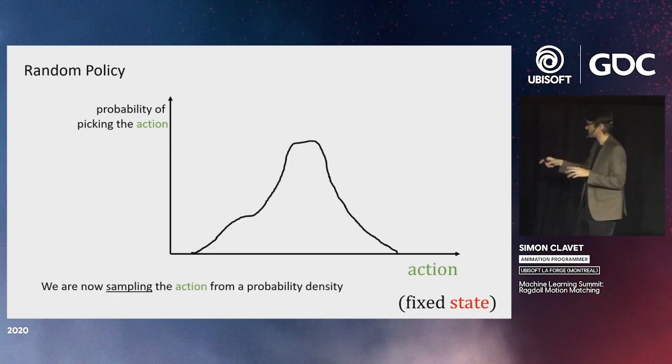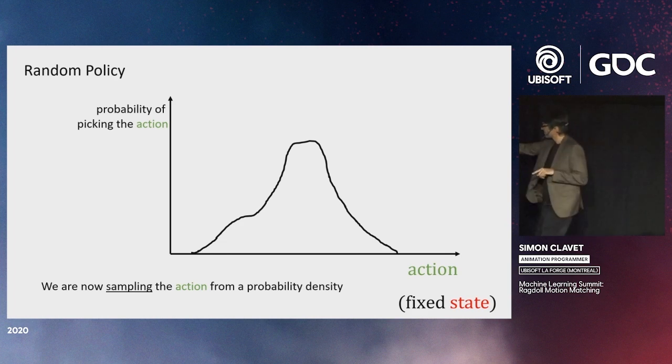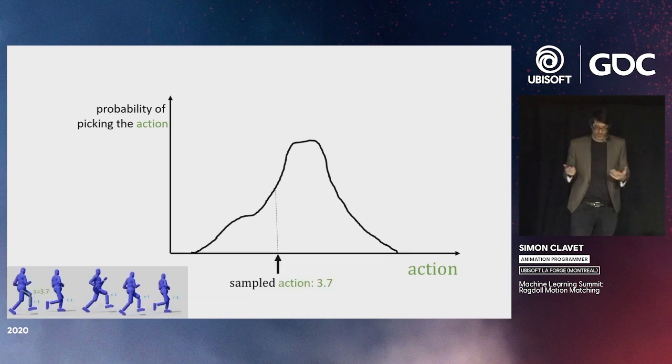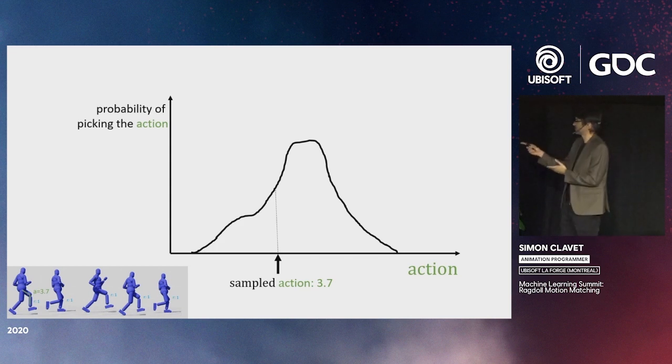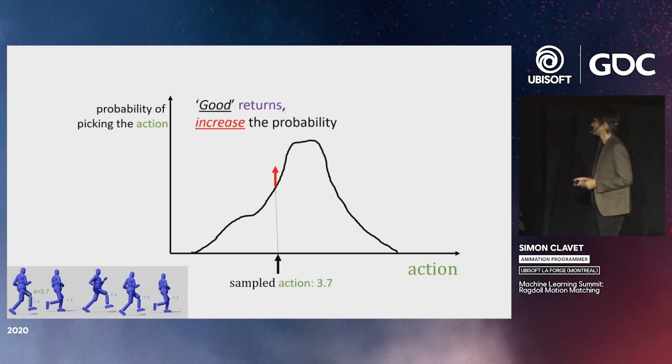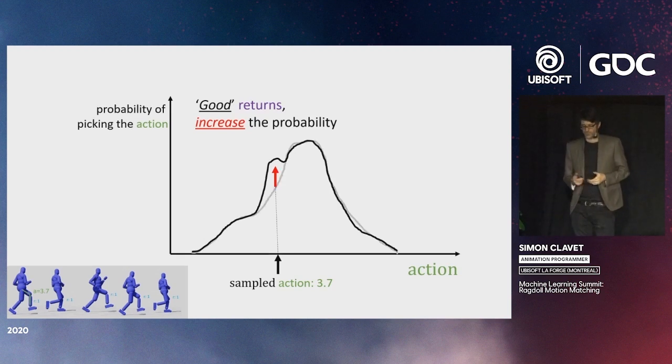We're sampling the action from a probability density. This curve there is a probability density. The area under the curve should be 1 because it's a probability. And you see there's more probability of being in the middle there. And now we have a sample, this action, 3.7, and we like it because we think it's a good action. We want to increase the probability of doing that more. We want to do it more in the future. So what it means, good returns, we want to increase this probability. So we want to make a little bump there in the curve.